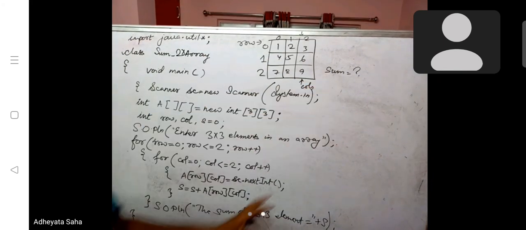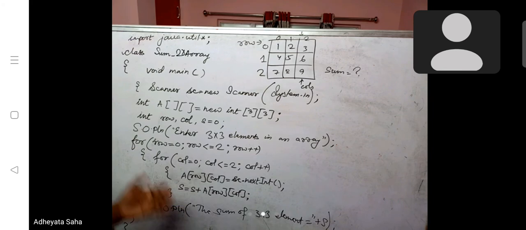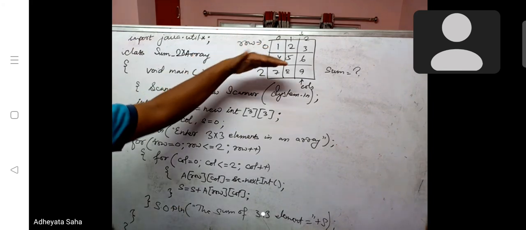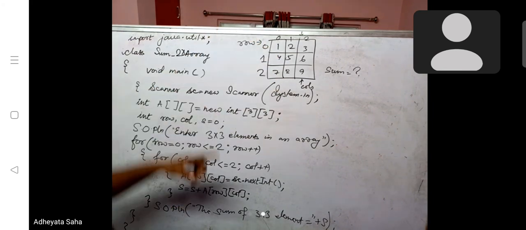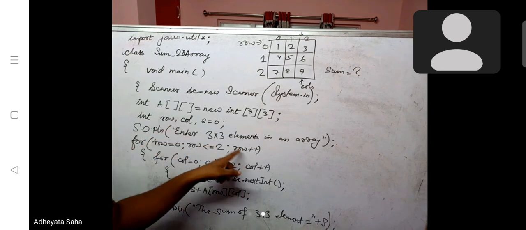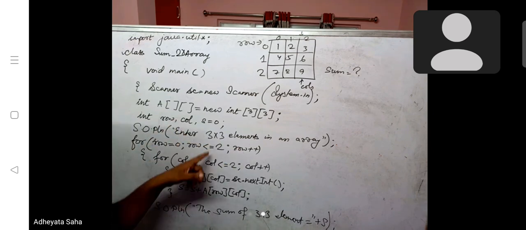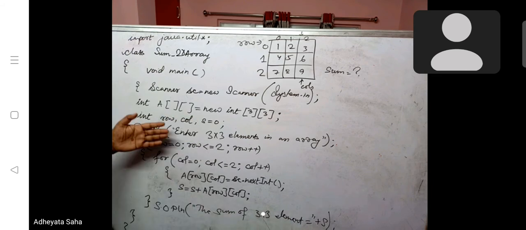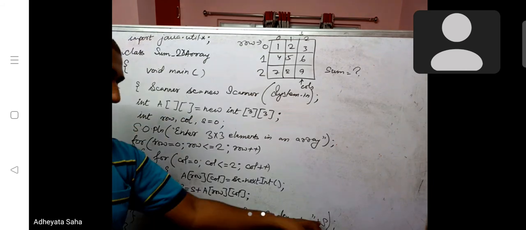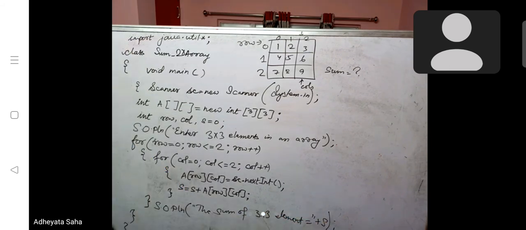Out here we have taken it as S. Then as soon as these 3 rows are covered, row plus plus makes it 3. So, is 3 less than or equal to 2? No, false. So, come out, terminate this outer loop, and then it will print the sum of 3 cross 3 elements is equal to S.